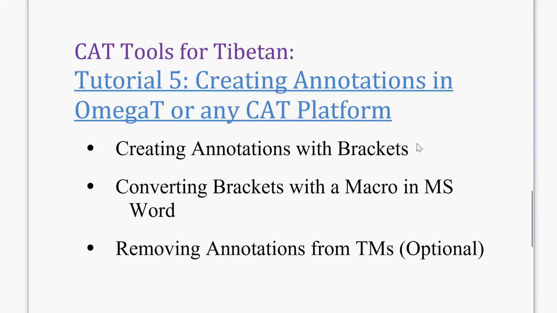Basically, I use double square brackets to create my notes, and then I use a macro in MS Word that converts those into footnotes. And at the end of this video, I'll show you how to remove those from the translation memories as an option, and I'll discuss why you would or wouldn't want to do that. So let's get started.